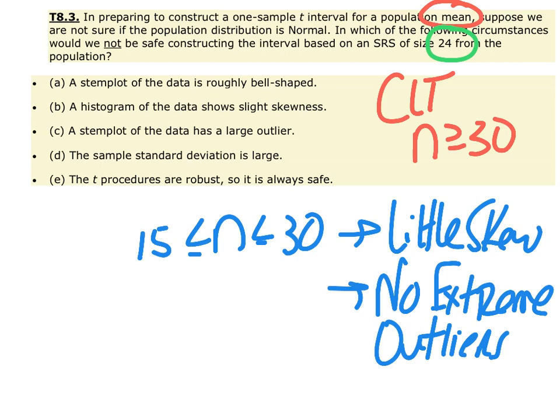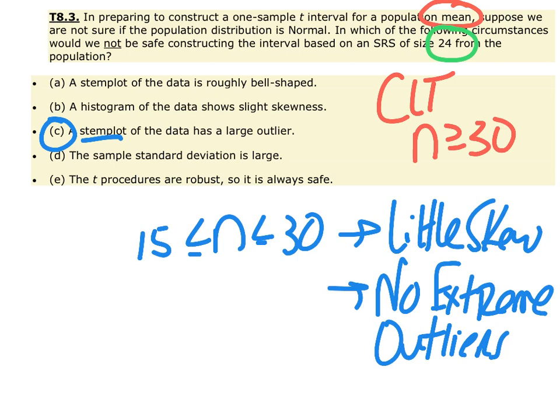So knowing those conditions, if we take a look at it, we can see that letter C, we did look at the stem plot. By the way, it doesn't matter if we choose to look at the stem plot or a histogram. Those are both fine ways to graph it. It does have a large outlier. Because of that, it is going to break our extreme outlier condition. And C would be the appropriate answer for this case.